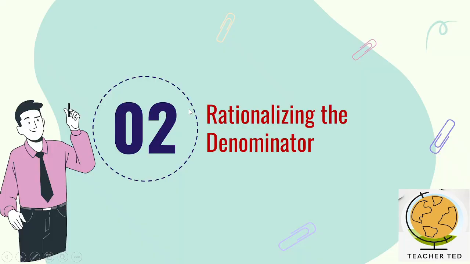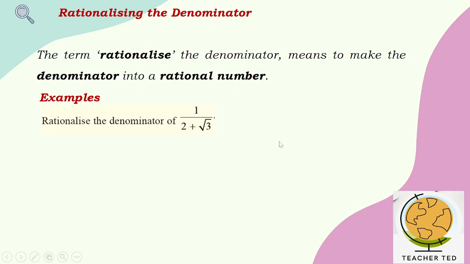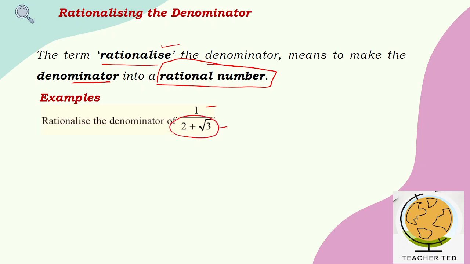The next important topic is rationalizing the denominator. What is the meaning of rationalization? We need to rationalize the denominator. That means to make the denominator into a rational number. It's very simple to remember here. The term rationalize the denominator means make the denominator rational. Here this is the numerator and this is the denominator. We need to change this denominator into a rational number. To do this, we have certain steps which I'm going to explain now.